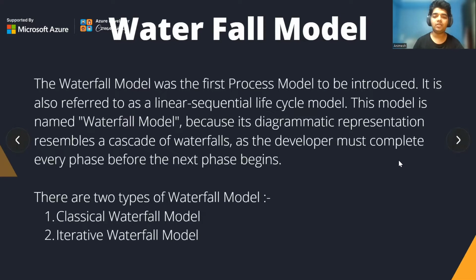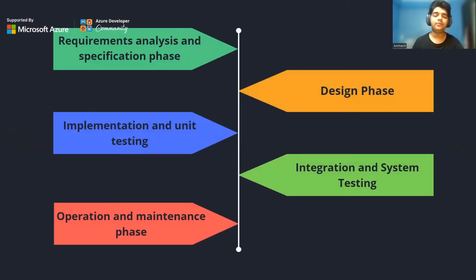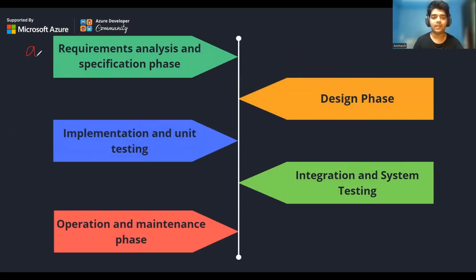And depending on how it's being made, it is classified into two different types. First is the classical and the second being iterative. So we'll discuss what phases it actually goes through. The first phase, let's mark it as A, is the requirement and specification phase.